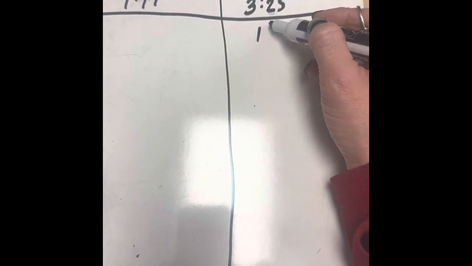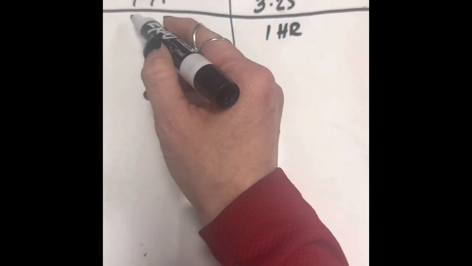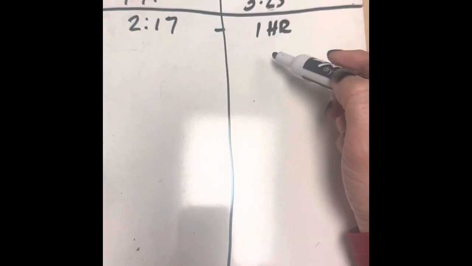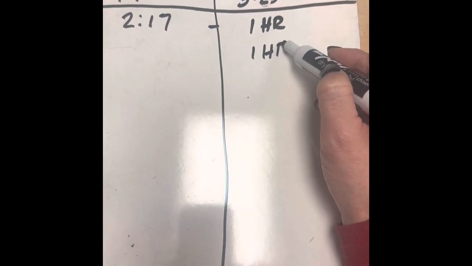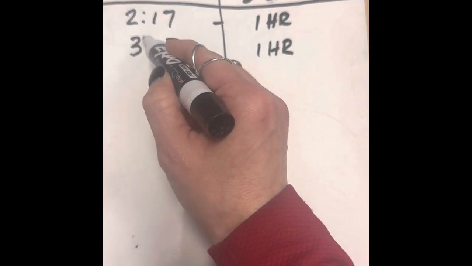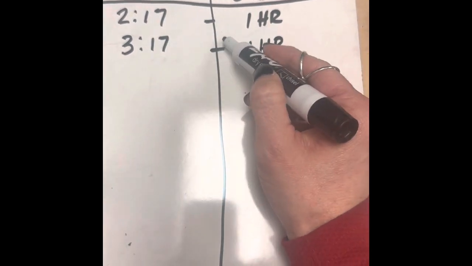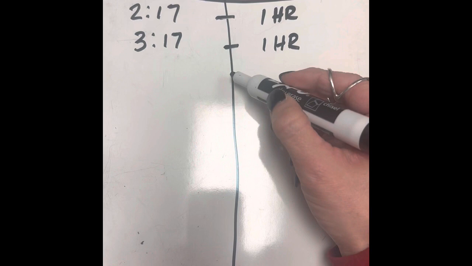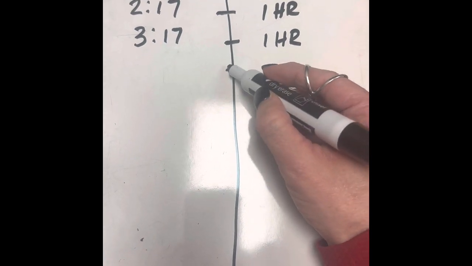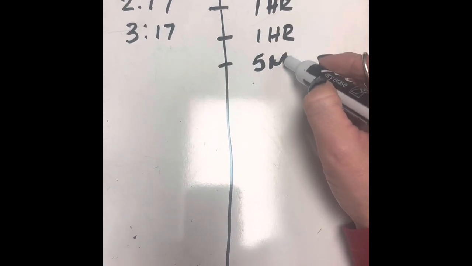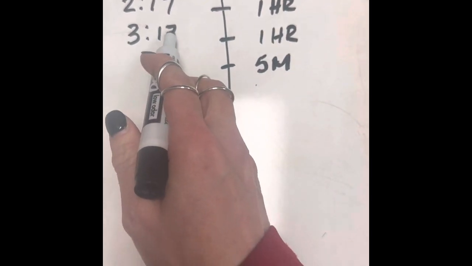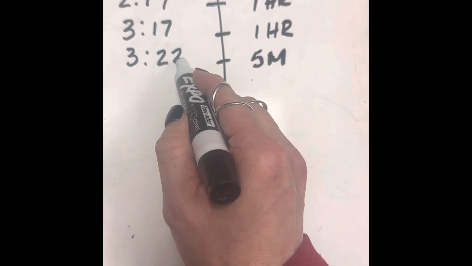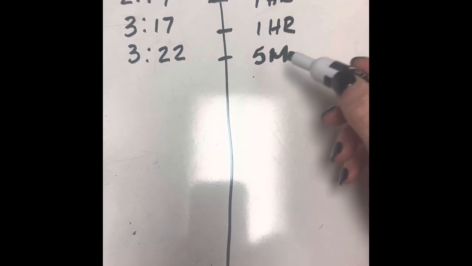So I add 1 hour. That gives me 2:17. I'm going to add another hour. It gives me 3:17. Now I can't add another hour because that'll be 4:17, so that's not going to work. Well, then I'm going to go 5 minutes. So 5 minutes plus 17, that's going to give me 3:22.